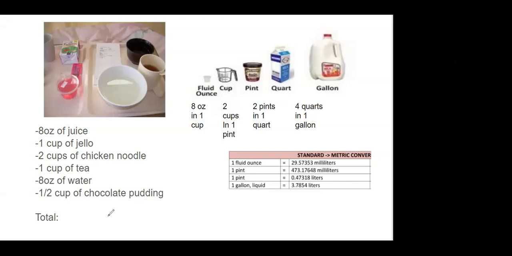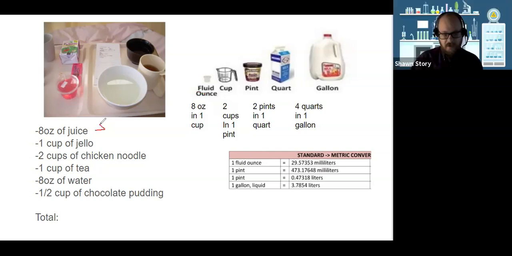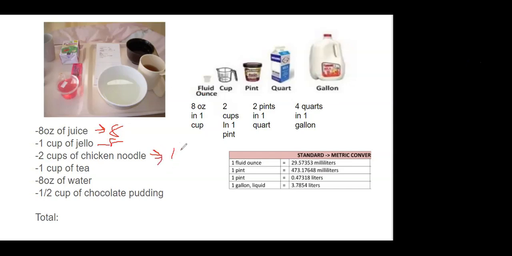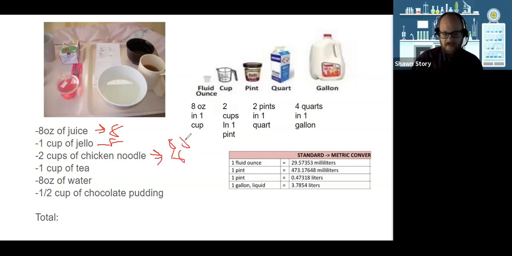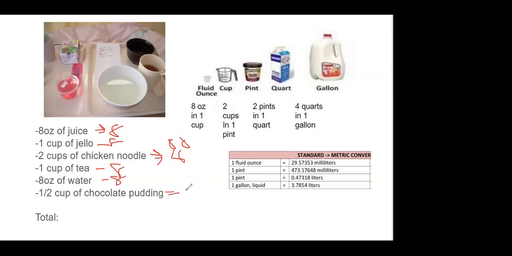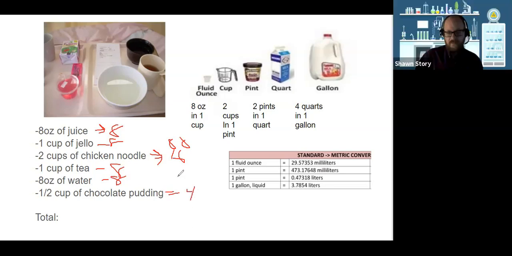Just 8 ounces for every cup. Yep. So we had 8 ounces. The cup was 8 ounces. How many ounces would be 2 cups of chicken noodle? 16. Yep, which is 8 and 8. And then the cup is 8. 8 ounces is 8. And then half a cup. 4. Yep. Very good. And then we added them all together. Or did you use multiplication?